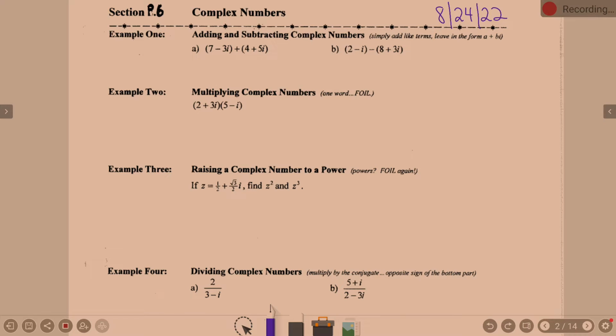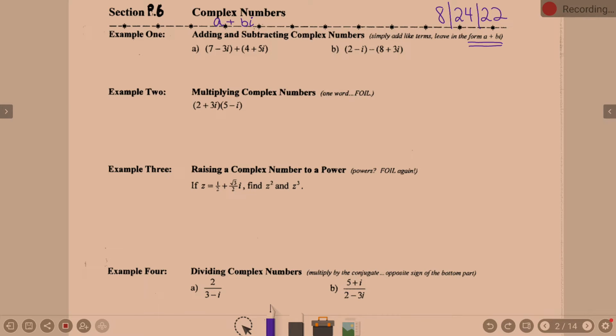Imaginary numbers. Algebra 2 is where we first introduce the imaginary unit. I is what represents it. That's what a complex number is. A complex number is anything in the form... do you remember the form of a complex number? A plus bi. So when we talk about complex numbers, we're talking about the form a plus bi.